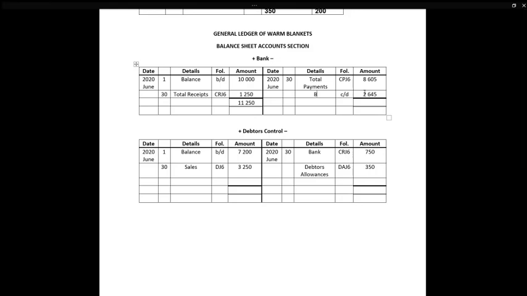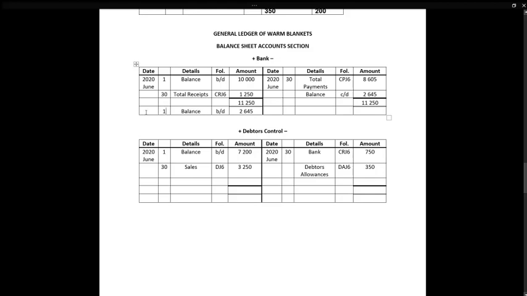Details will be balance. Always last of the month. 30th is the previous date, so I'm not going to write it again. Now if I total my credit side, I should get an amount of 11,250 Rand. Debit equals credit, therefore I've done it correctly. My new opening balance will be 2,645 Rand. Opening balance will always be brought down. Details will be balanced.